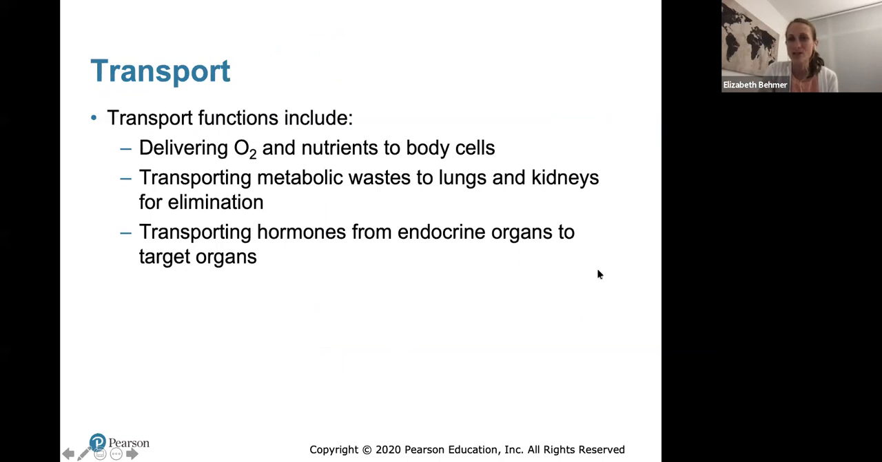So the transport functions include delivering oxygen and nutrients to body cells. So we'll look specifically at how red blood cells transport oxygen, transporting metabolic wastes to your lungs and kidneys for elimination. So for example, carbon dioxide to your lungs so we can exhale that waste. And our kidneys will get rid of urea or uric acid. And when it talks about metabolic wastes, those are wastes that are coming from metabolic respiration. And that is the idea that your cells are taking in glucose as a food source and creating energy. And carbon dioxide is always a waste product of that chemical reaction. And then transporting hormones, which we talked about in chapter 15.